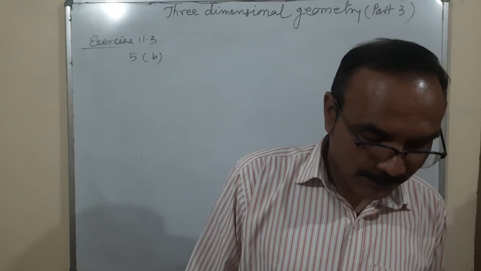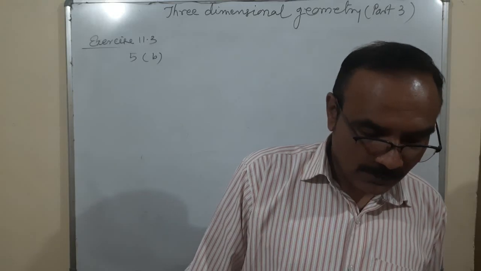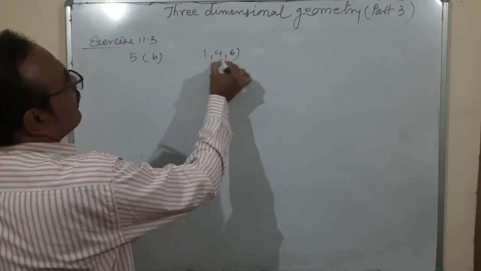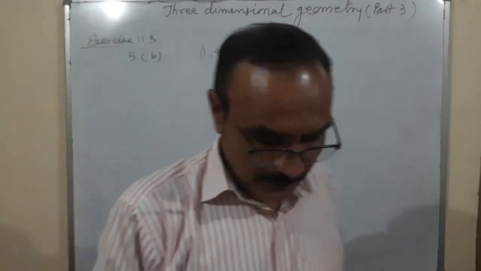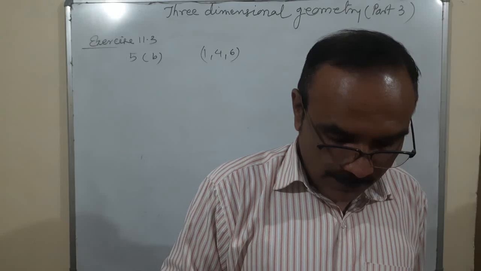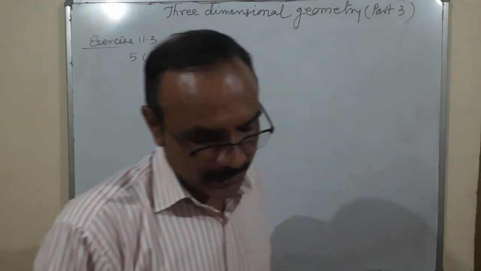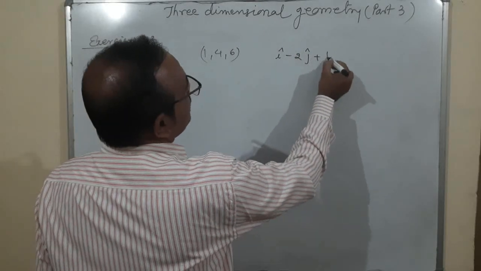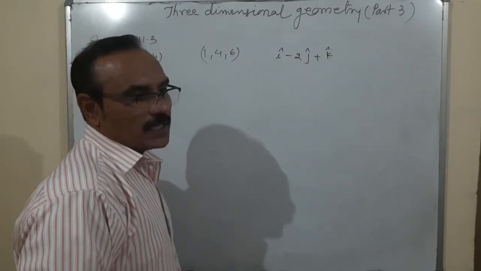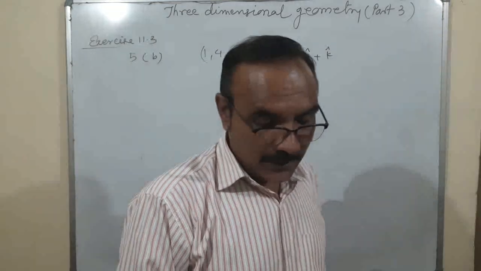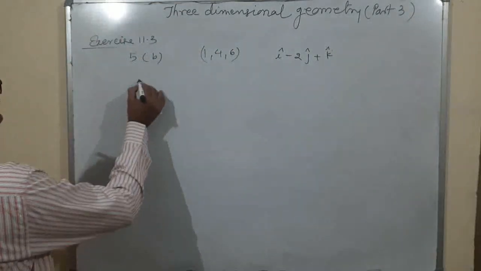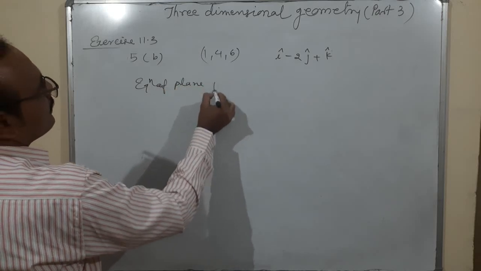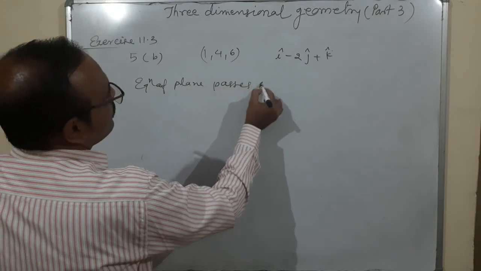Find the equation of the plane passing through (1, 4, 6) and the normal vector to the plane is i minus 2j plus k. Okay, this is the normal vector. Equation of the plane passing through one point.